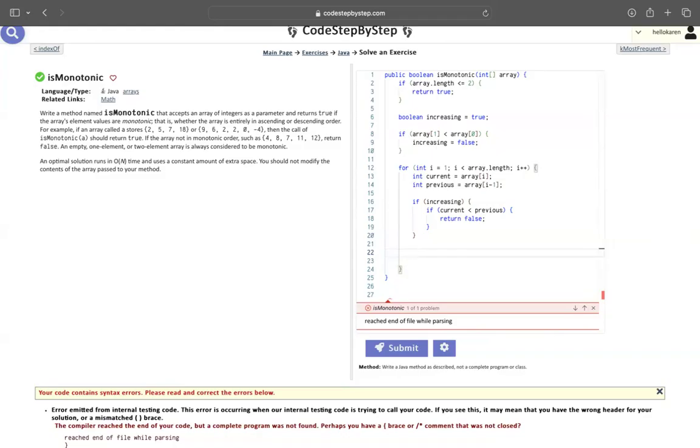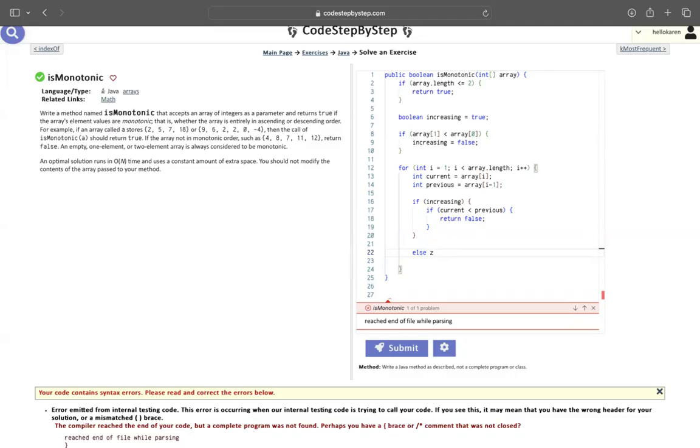You can just say else, because that means increasing is false. It does the same thing, but logically you're more advanced if you do it this way because it just makes sense, this is what the else is for.